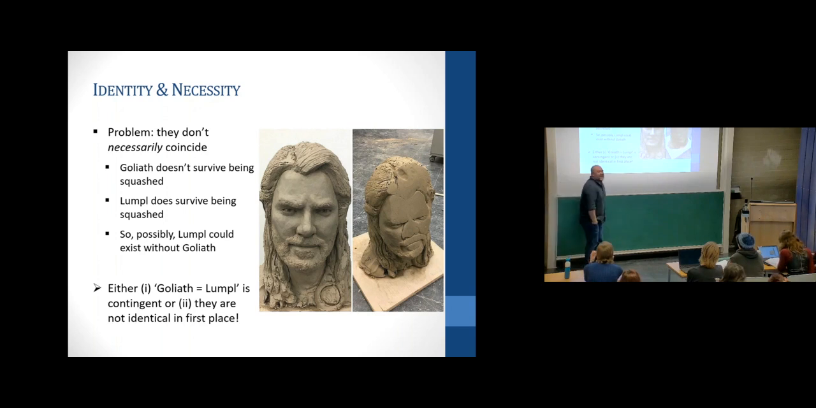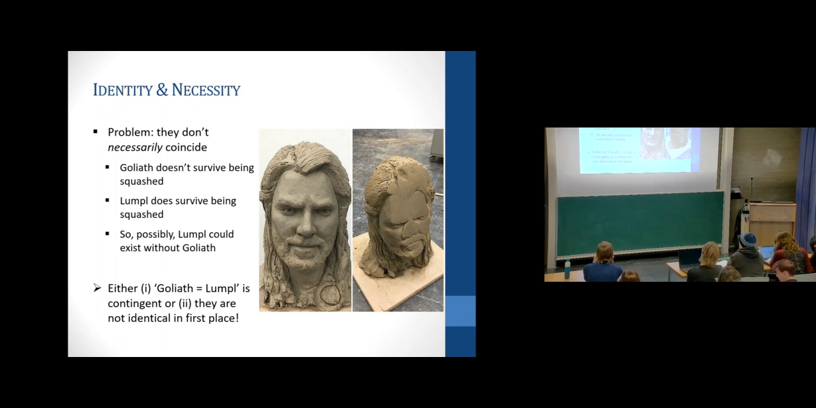Here's an easy way to say why. They have properties where they differ, even in the bluntest sense of one of them is around and the other isn't. One of them was destroyed and the other wasn't. They cannot be identical anymore. So what we have is a prima facie case where actual identity is true. Lumpel is in fact Goliath. But the identity is not necessary, because possibly Lumpel is distinct from Goliath. Lumpel survives, Goliath does not.